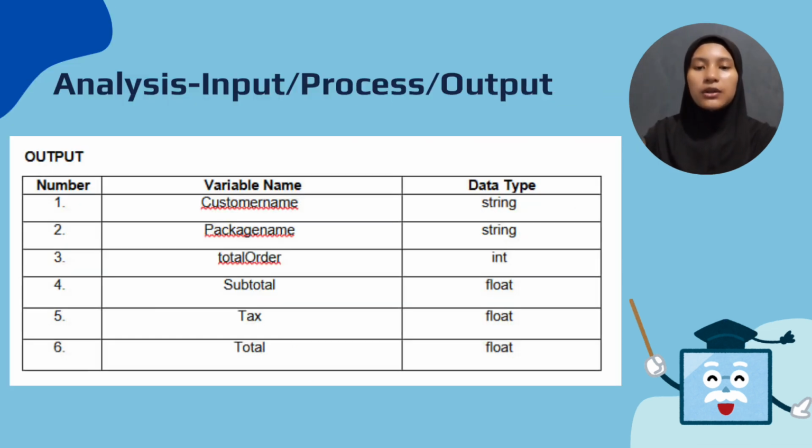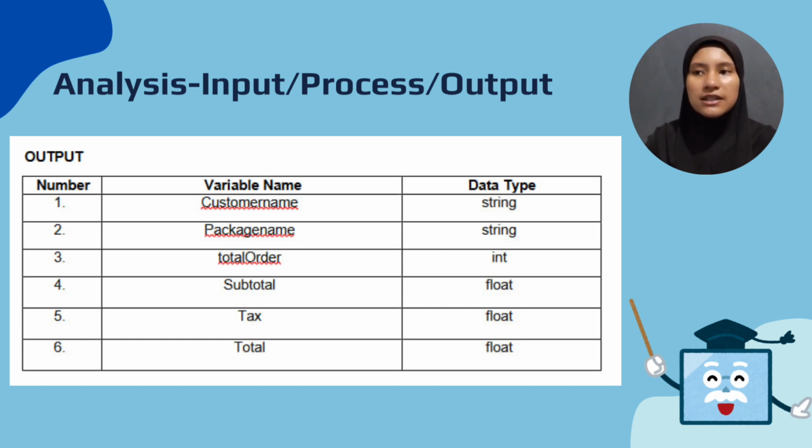And for output, what is output? Output is the information a computer or device will display, print, or transmit to another device. In this case, the output will be the receipt of the order. So there are 6 outputs for this Sigma Gangs Catering. It is written in their variable name and data type.